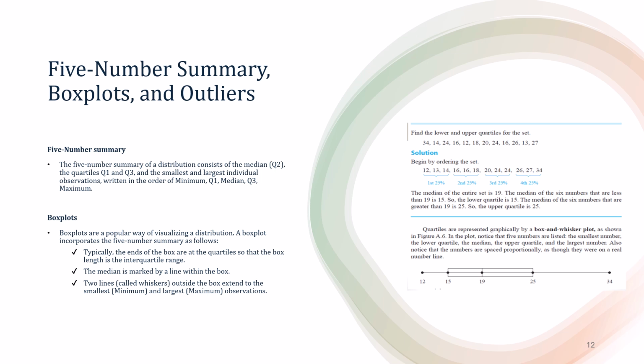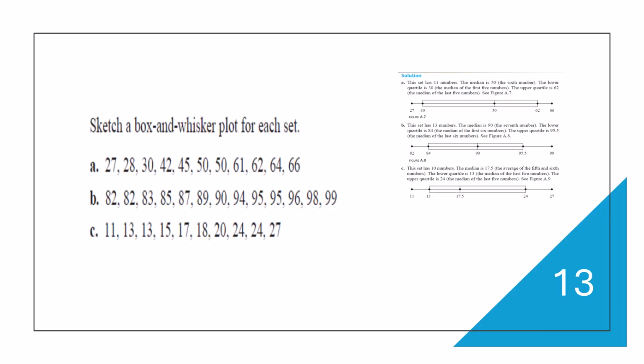Box plots are a very popular way of visualizing a distribution. A box plot incorporates the 5-number summary as follows. Typically, the ends of the box are the quartiles, so that the box length is the interquartile range. The median is marked by a line within the box, and two lines outside the box extend to the smallest and largest observations. On the left-hand side, the data is given. On the right-hand side, the box plot has been drawn. This is a solution for the left-hand side problem.